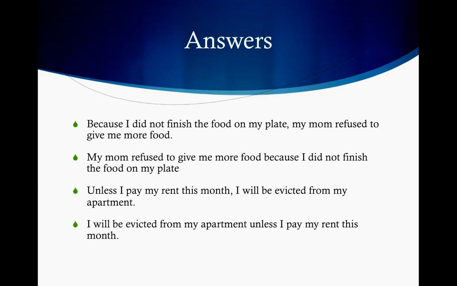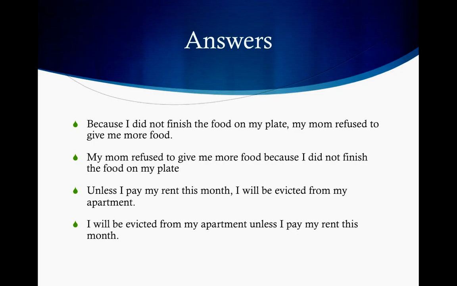Again, you can see here, for the first sentence, you're starting off with a subordinating conjunction, or the dependent clause. I apologize, the dependent clause. So because I did not finish the food on my plate, comma, my mom refused to give me more food. Since you started off with the subordinate clause, you're going to use a comma and then continue with the main clause. Now the next sentence is, my mom refused to give me more food because I did not finish the food on my plate. In this case, you didn't need to use a comma because you started off with the main clause and then continued with the dependent clause.